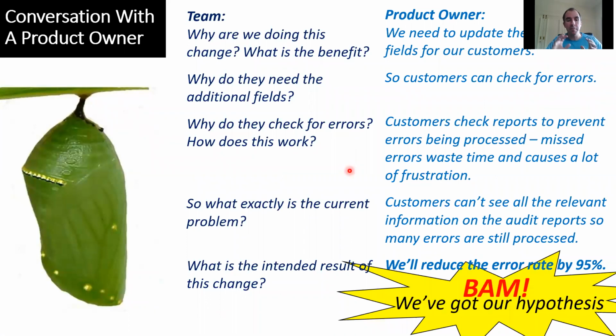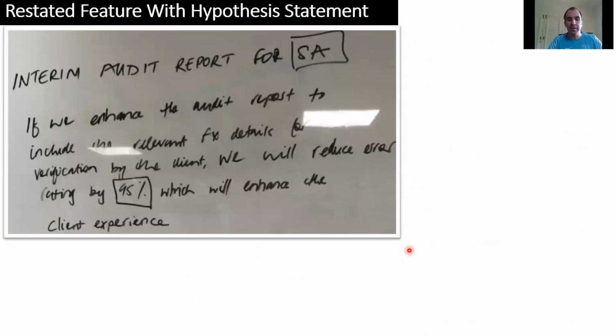5 questions later, bam, we've got our feature hypothesis. So this will reduce the error rate by 95%. That was in the product owner's head the whole time. He might have even known it was there, but it was there. No one else in the room knew that this was actually the objective, the mission that we were trying to achieve. Okay. So we restated it.